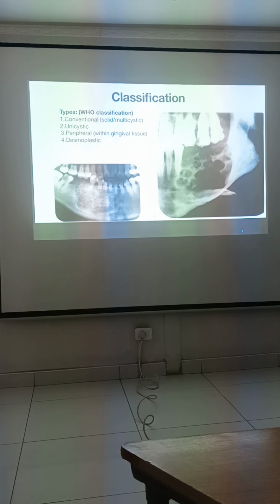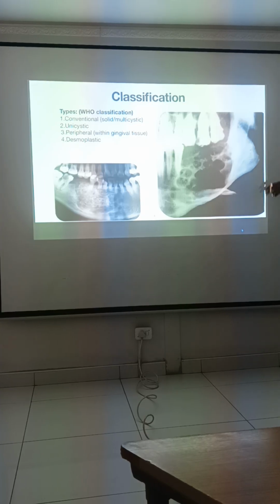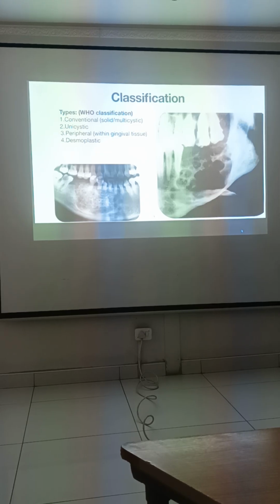With conventional or the multicystic, it usually presents as follows in the radiograph, as you can see, as multilocular radiolucencies. It is also the most common type of ameloblastoma that we usually encounter.